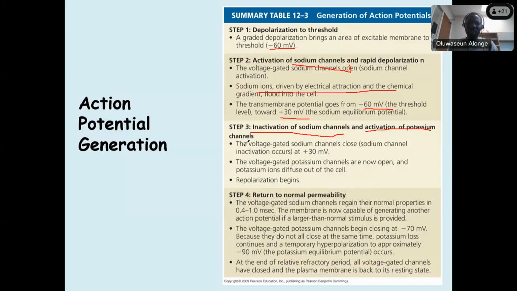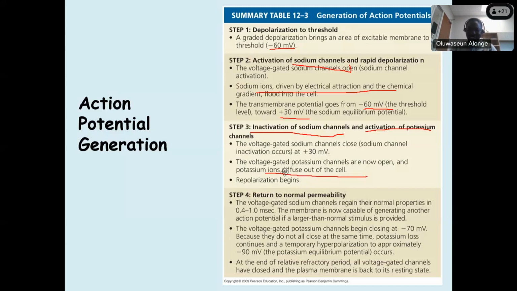Once the potassium channel is open, potassium begins to go out of the cell. So you see, potassium diffuses out of the cell. And what is going to happen? The cell is now going back gradually to its resting stage. And potassium is also not too nice.